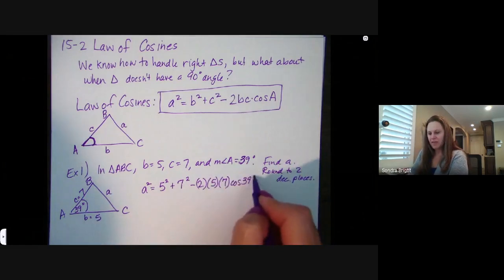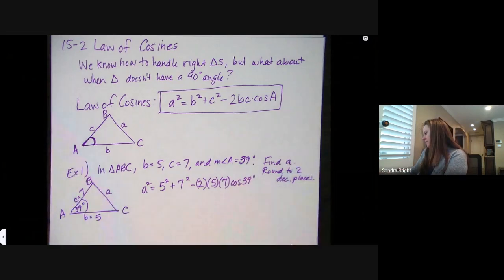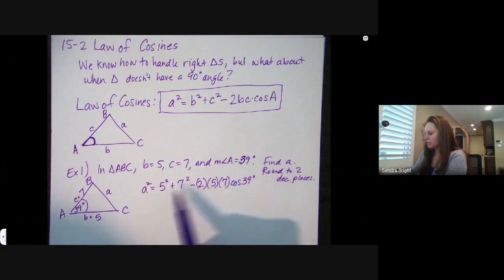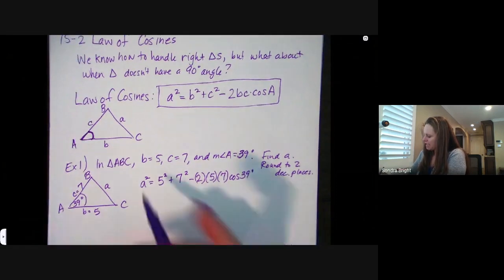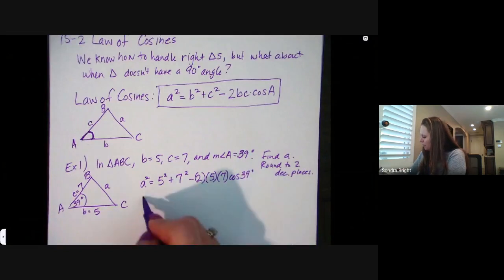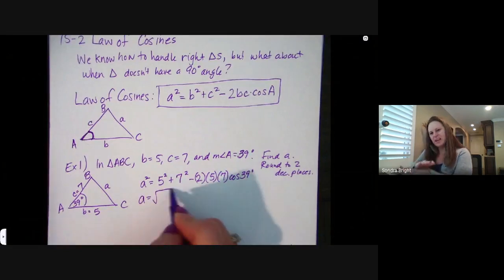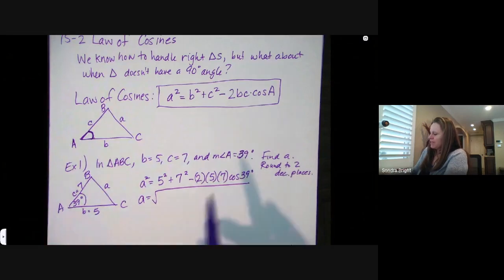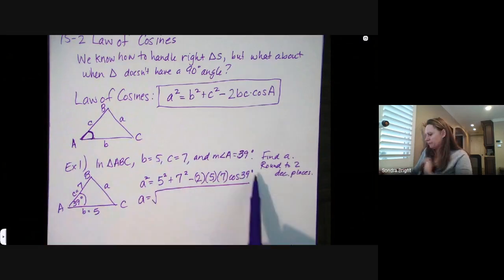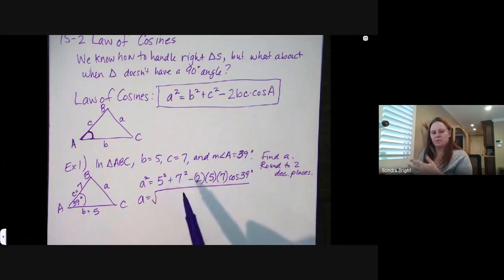Now I could certainly put this in my calculator and I'll get a really long decimal answer, but what I recommend that you do is say that a is going to equal the square root of that whole thing, and you can enter the whole thing into your calculator all at once and then round. What you don't want to do is get a decimal for this and write it and then take the square root of a rounded answer. You don't want to round until the end.